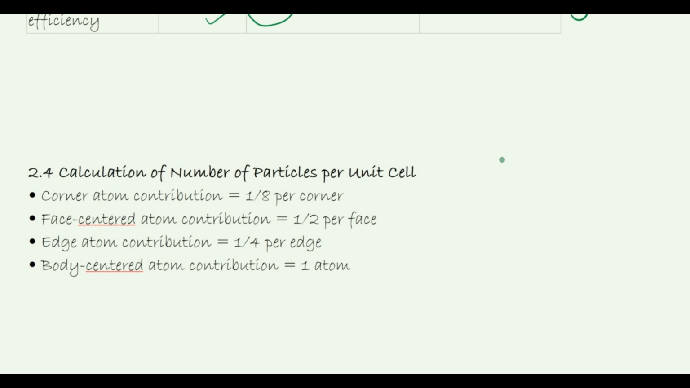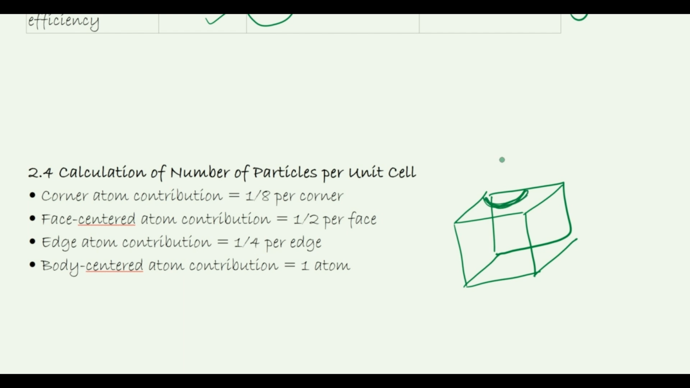Okay, and the face center contribution is 1/2, because it will be arranged like this. So if a face center is there, only half of that is in one cube, and the other half will be in another cube. So that's why we are mentioning half. Face center is only half of the atom is fixed over here.